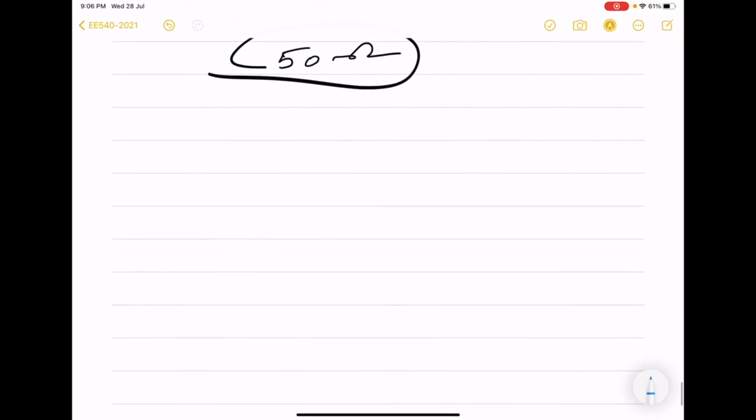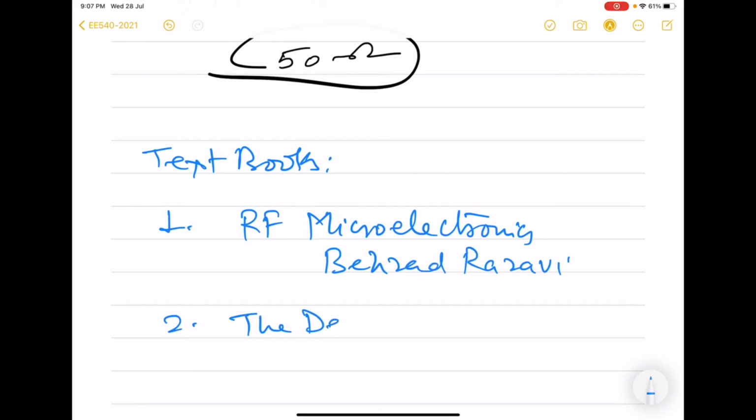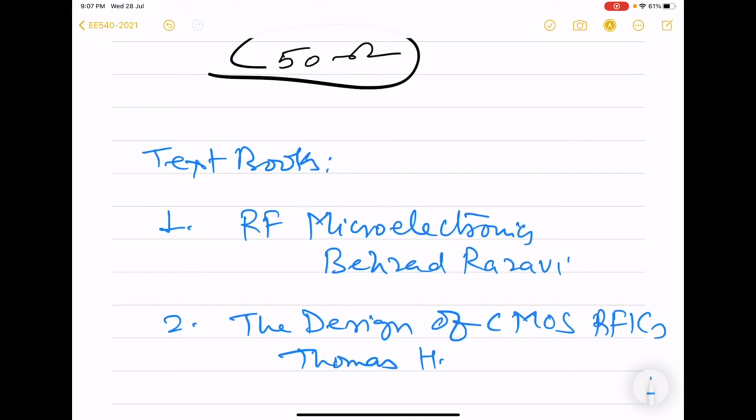Now coming to textbooks, there are going to be more, but two key textbooks that we will follow are RF Microelectronics by Behzad Razavi, and The Design of CMOS RFICs by Thomas H. Lee.